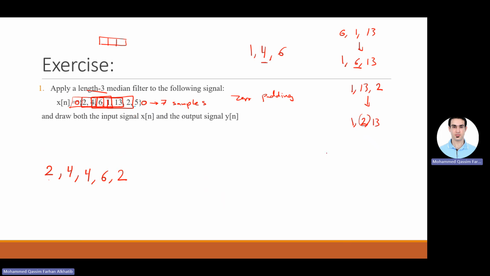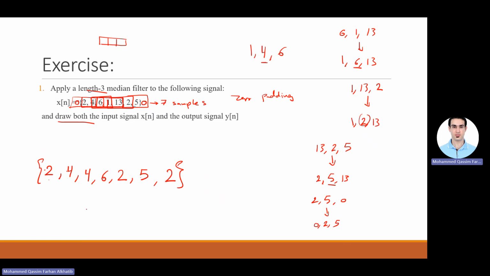Then we have 13, 2, 5. Let's sort. So we have 2, 5, 13, so the center will be 5. Then the last, 2, 5, 0. When you do the sorting 0, 2, 5, the answer will be 2. So to confirm, just count your samples: 1, 2, 3, 4, 5, 6, 7. All right. Now the question is to draw both x of n and y of n.